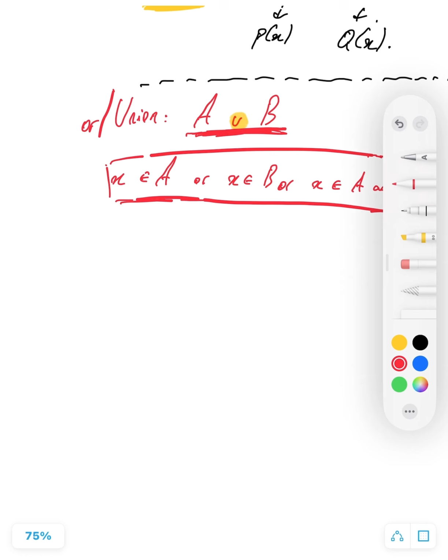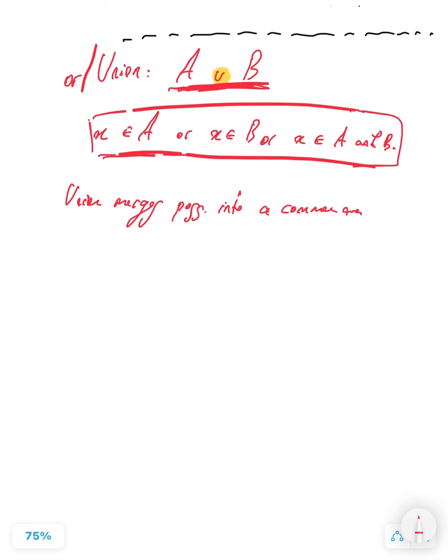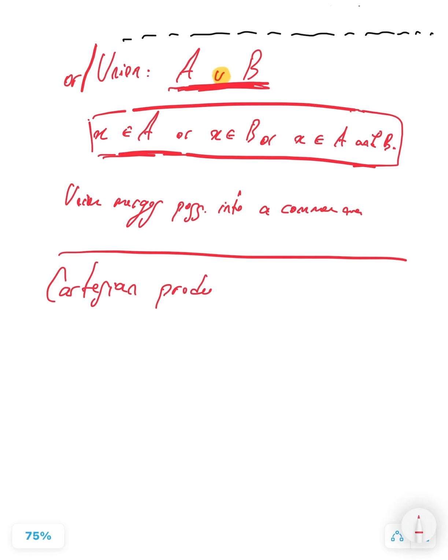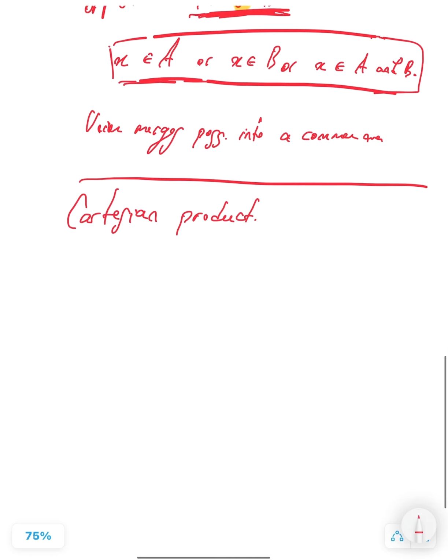So union merges possibilities, or choices, into a common area. And you know that the Cartesian product does something completely different, right? What the Cartesian product does is that it preserves both choices at once.